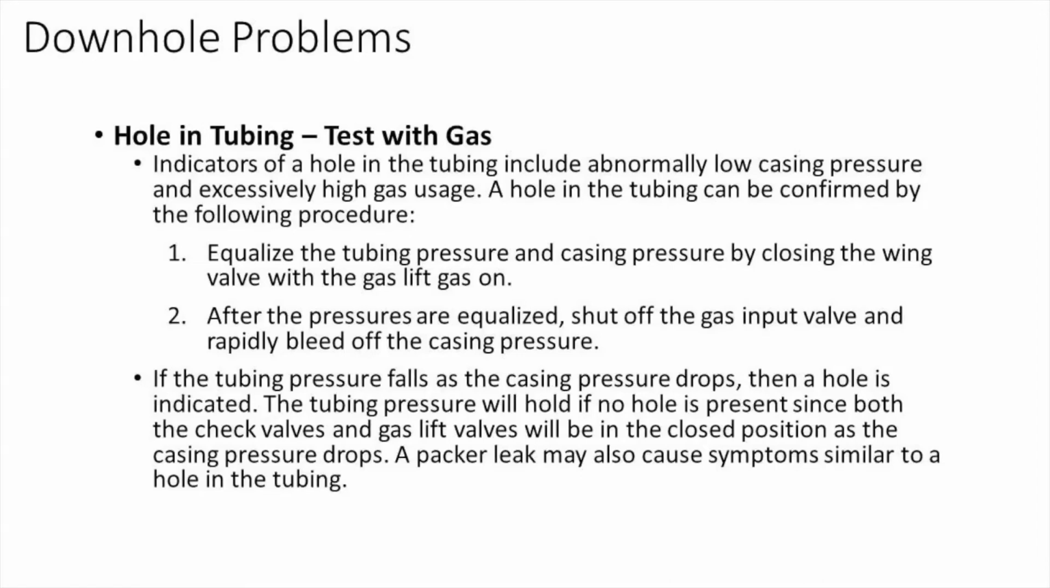With that, you're equalizing your tubing and casing pressure, and you're relieving the casing pressure to see if you have communication from tubing to casing. Those types of things do help to identify downhole issues by reading surface gauges.